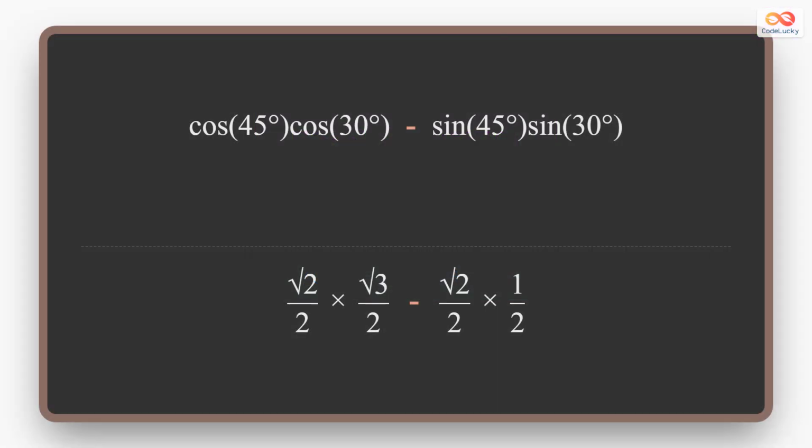Now we substitute the values into our identity. This becomes cosine 45 times cosine 30 minus sine 45 times sine 30. Remember your unit circle values. Cosine 45 is root 2 over 2, and cosine 30 is root 3 over 2. We do the same for the sine values.